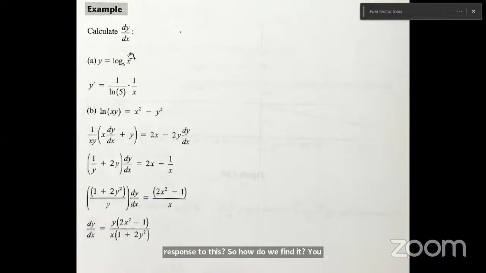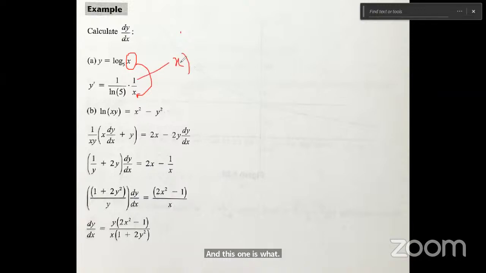You differentiate whatever is at the top divided by whatever is at the ground. You get it? So 1 over ln 5 multiplied by 1 over s. If you differentiate this one, you get 1. If you differentiate here, you differentiate this one. This s is s prime. Then this one, you find 1 over ln 5.